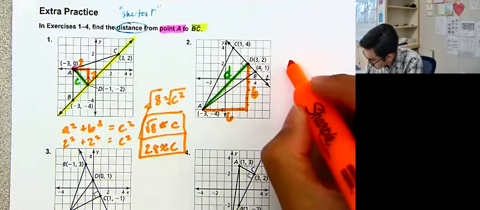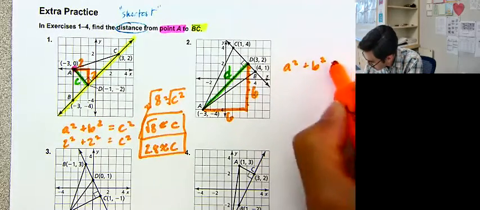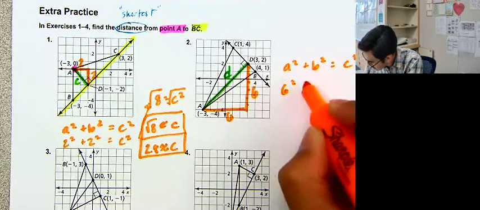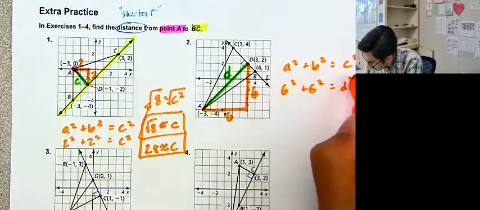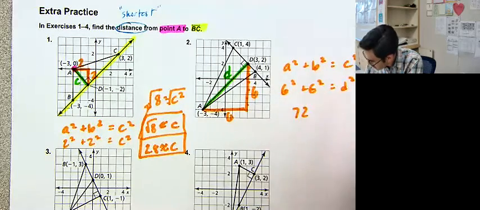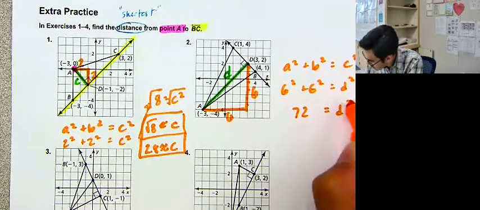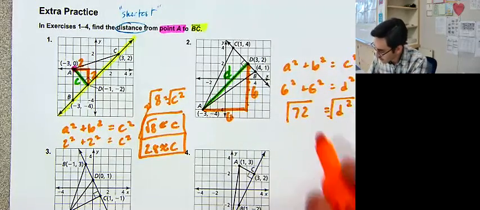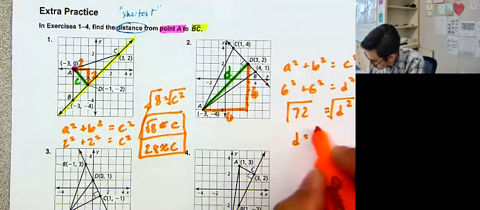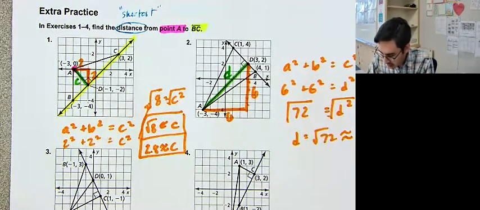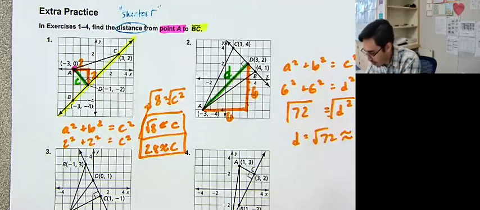So a squared plus b squared equals c squared. I'm going to plug in 6, 6, and d. 6 squared plus 6 squared equals d squared. That's 36 and 36, so that's 72 total equals d squared. Then we can take the square root on both sides. So d equals the square root of 72, which is approximately 8.5.